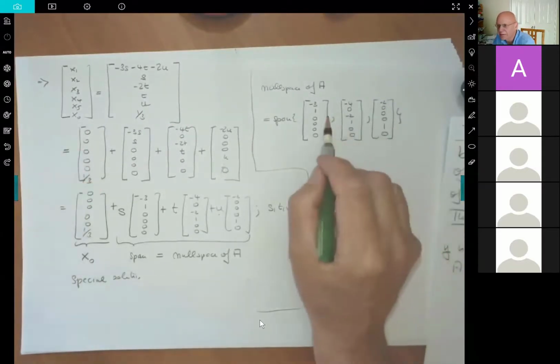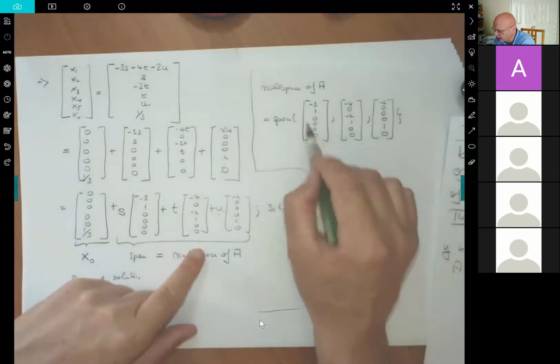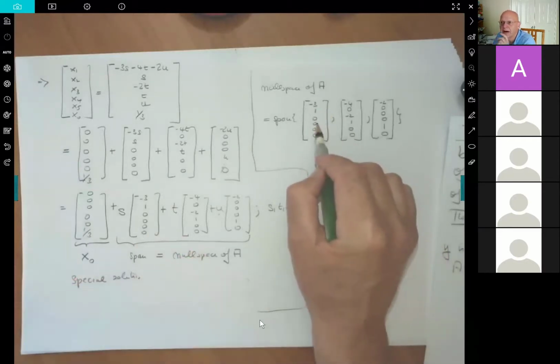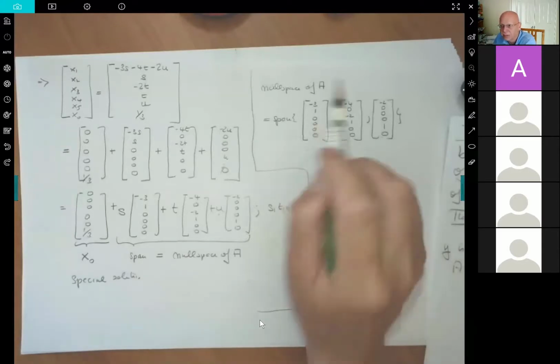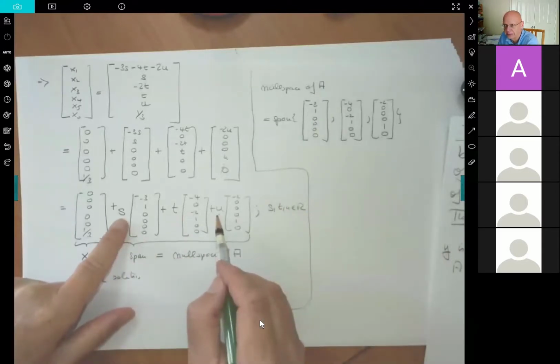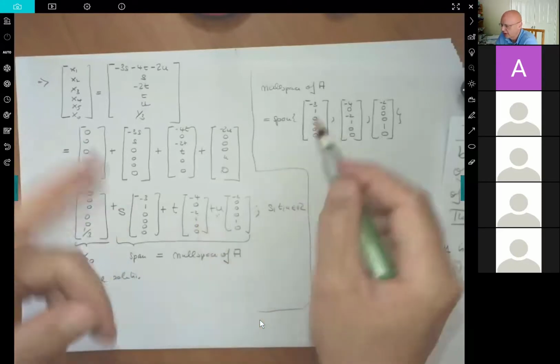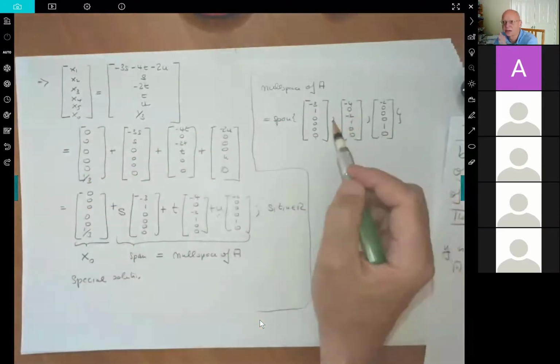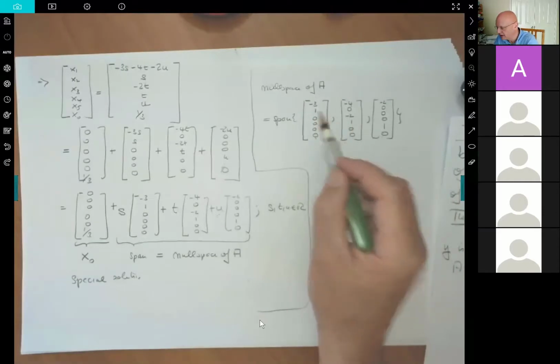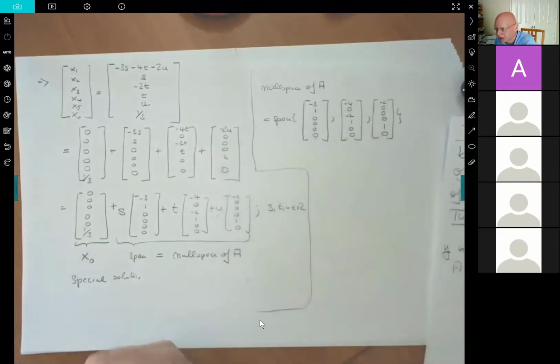Also keep this in mind, what this means. If you take this vector, multiply by the matrix A, you get 0. It will not change anything. So that's why we can pick here any number in front. It doesn't matter because the matrix A will turn each of these vectors into a 0 vector. These are solutions to the homogeneous system.